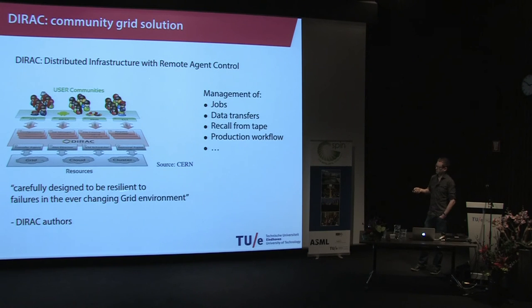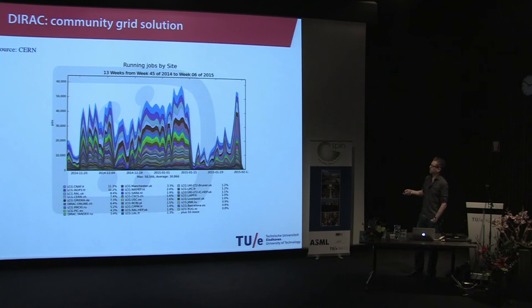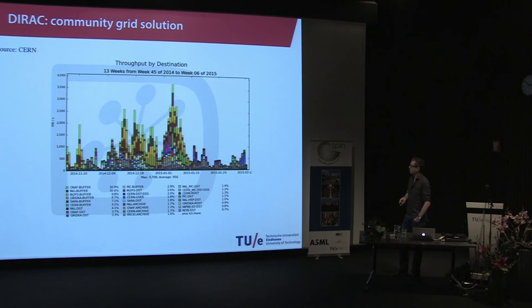So the DIRAC system, according to the engineers, was carefully designed to be resilient to any failures that you would find in the ever-changing grid environment. Right? Now, this turned out to be a big claim in the end. Just to show you how much data goes through this DIRAC system, this is a picture of the data that was analyzed in 13 weeks, from week 45, 2014, to week 6 in 2015. You would see that at some point close to 60,000 jobs would be executed simultaneously on this grid, and over 100,000 jobs executed per day during peak processing hours. So this is how it's distributed over the world, in a sense. You can see it's widespread. It's not very local.